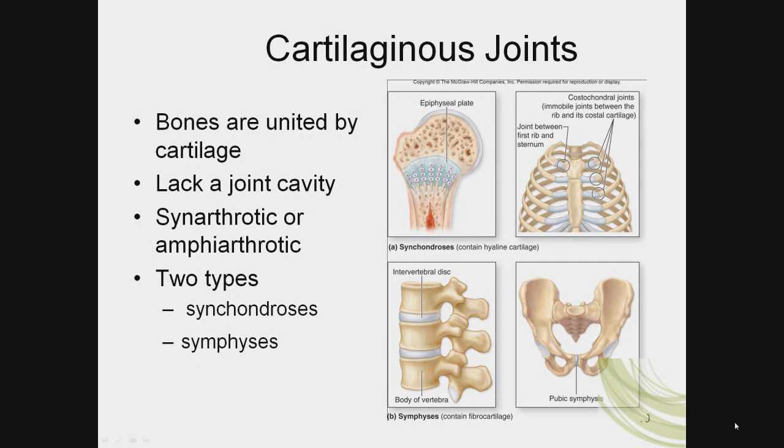Cartilaginous joints, like I just said, are joints where bones are united by cartilage. They lack a joint cavity. But we can also further classify them based on their functionality or mobility. Cartilaginous joints can be synarthrotic or amphiarthrotic. Let's learn more about cartilaginous joints. The two types again are synchondroses and symphyses.